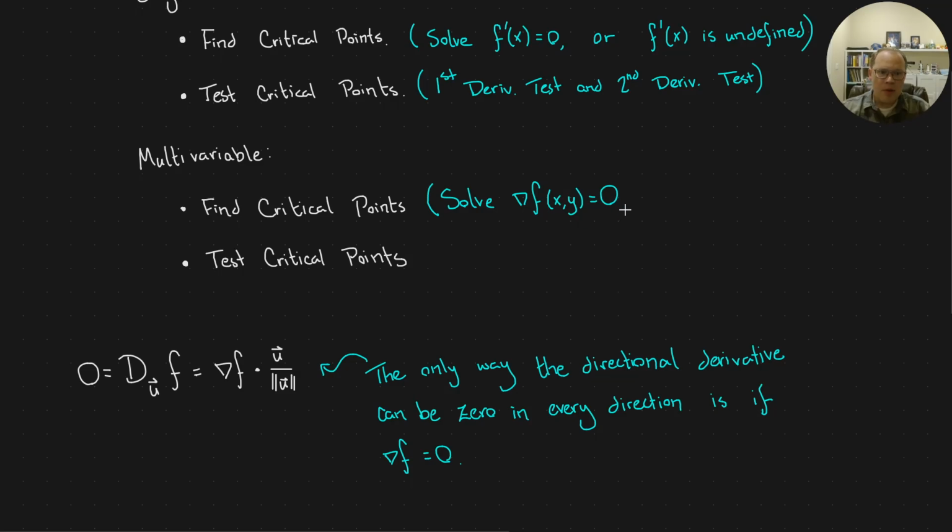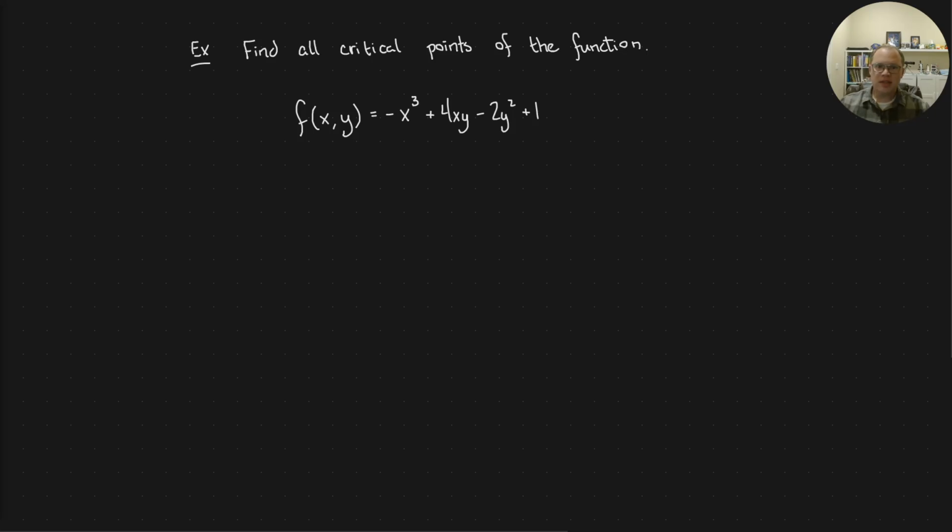Okay? The other possibility is that the gradient of f is undefined at a point. That's certainly possible, and it happens a lot. We aren't going to worry about it too much in this class. Just be aware that it is a possibility here, just like it is in the single variable case. Okay, let's do an example. Let's find the critical points of a function for a particular problem. Let's find all critical points of this function.